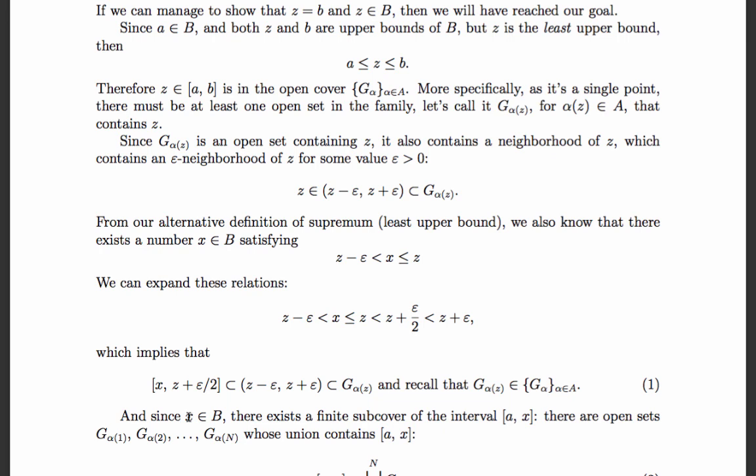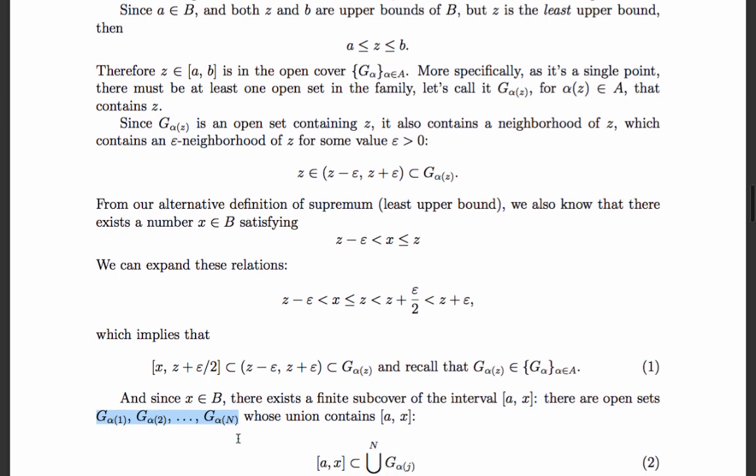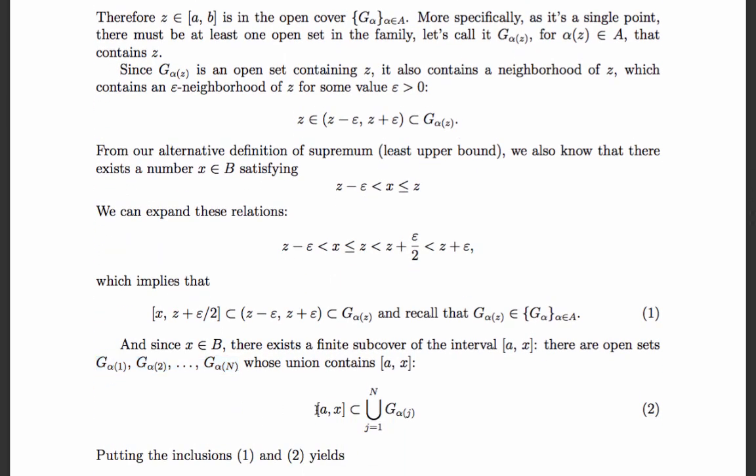So, since x is in B, there exists a finite subcover of the interval A to x. Because, well, that's what it means to be in big B. That there's a finite subcover of this. So there are some open sets, G alpha 1, G alpha 2, through G alpha n, whose union contains the interval A to x.